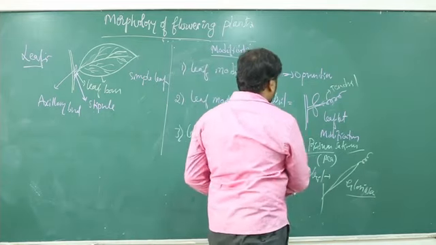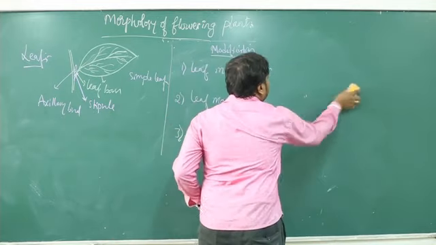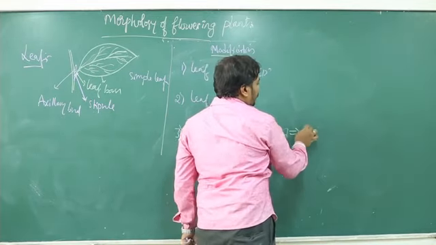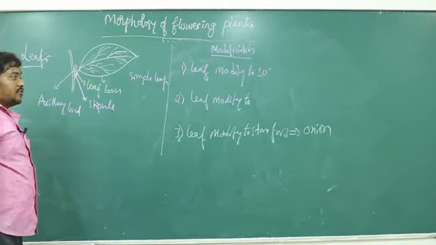So food ನ store ಮಾಡ್ಕೊಳ್ಳೋಕ್ಕೂ ಒಂದಿಷ್ಟು modifications ಆಗಿರುತ್ತೆ. So the familiar one and regular use ಮಾಡೋವಂಥದ್ದು onion. So in onion, leaves are modified to store the food.